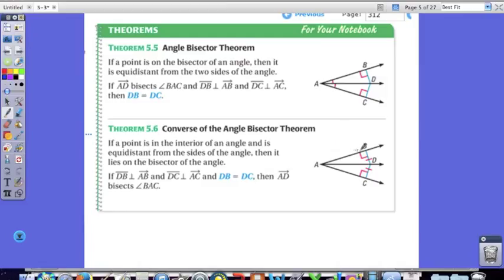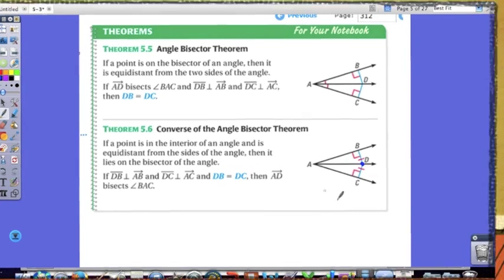The converse of the angle bisector theorem says that if I have a point that's in the interior of an angle and it's equidistant from both sides of the angle, then it lies on the angle bisector. So point D is on the bisector because you could draw a perpendicular segment from D to AB and AC, and those segments are congruent. So now let's see how we can actually use this.